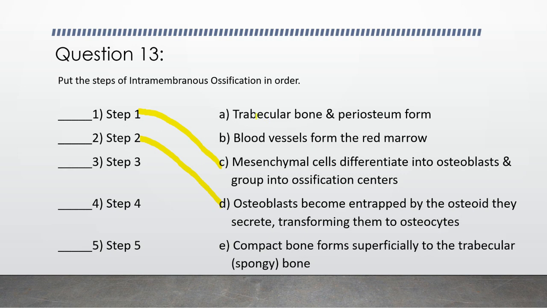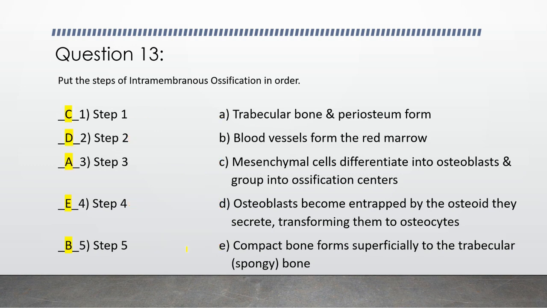All right, the trabecular bone is going to form next, that spongy bone, and then the periosteum on the outside. Then the compact bone is going to form around that spongy bone, and then the blood vessels will form the marrow.